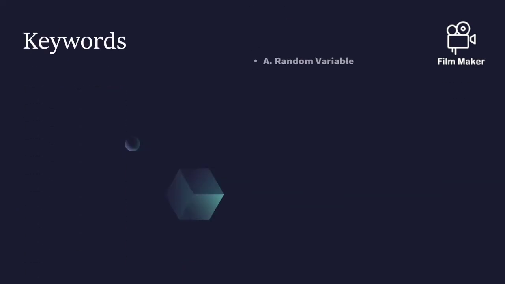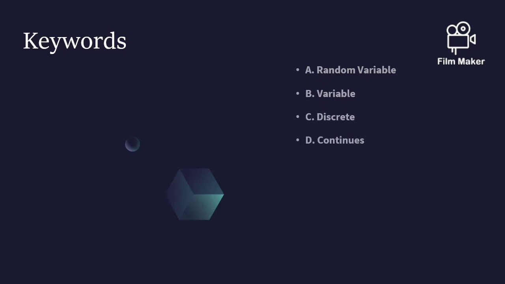Keywords. A. Random variable. B. Variable. C. Discrete. D. Continuous. E. Mean. D. Variance. E. Outcome. F. Event.